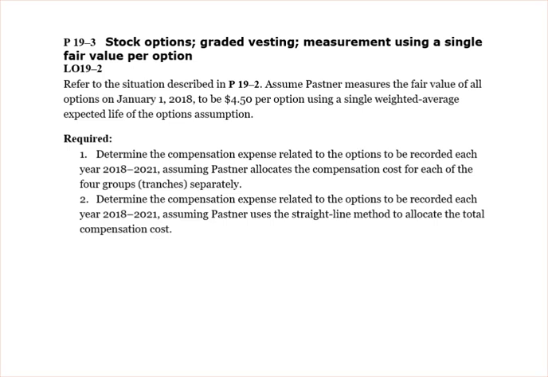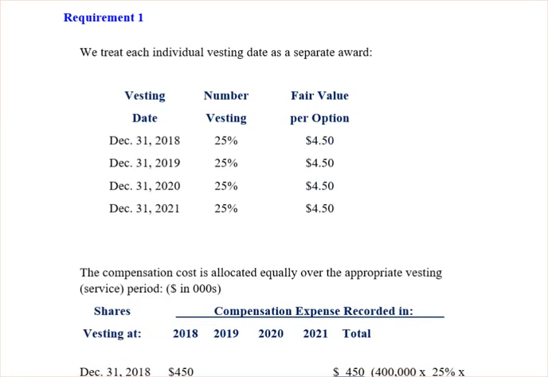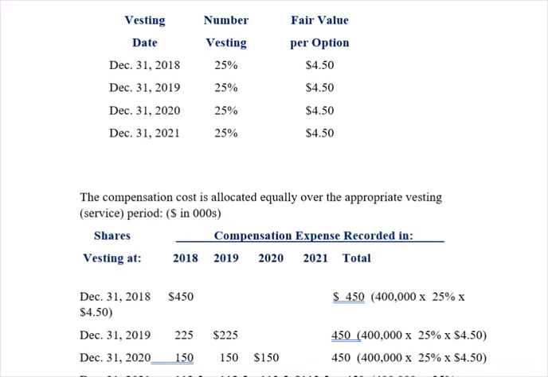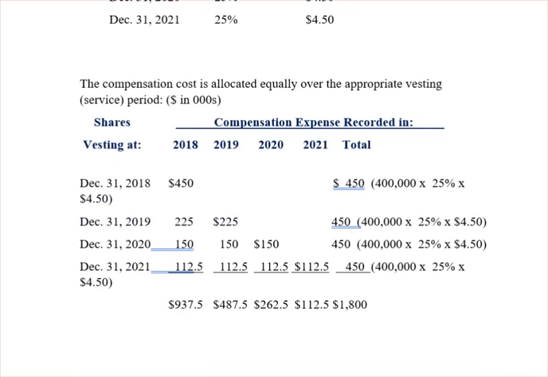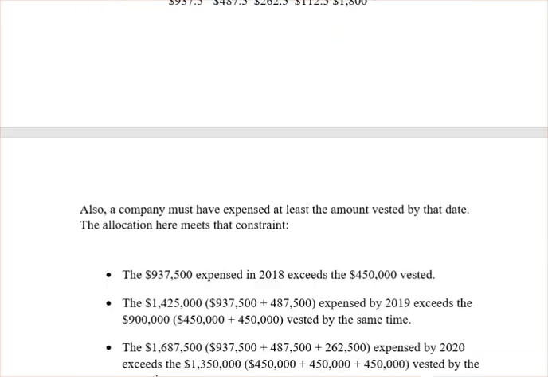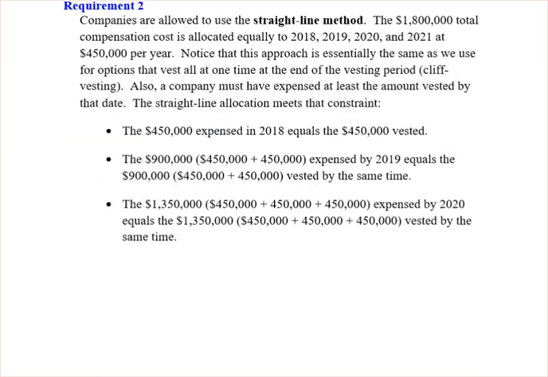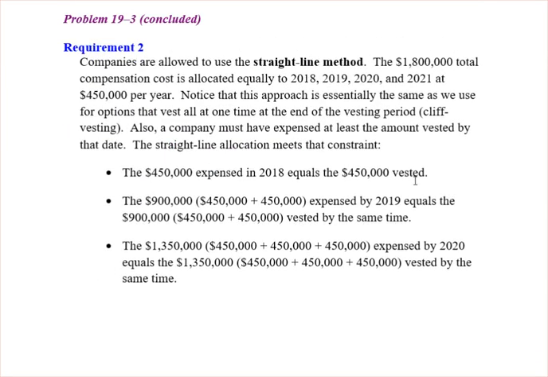You can use this one value and calculate it based upon the one value. The weighted average value they come up with is $4.50, which is an average of the 4 stock option values. If you do this, then you can allocate it over a vesting period. Or again, you could do it straight line. Still, we have that same requirement: the cumulative compensation expense must be compared to cumulative vested amounts.